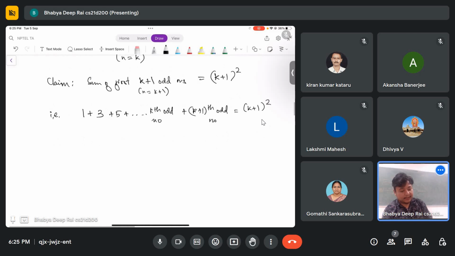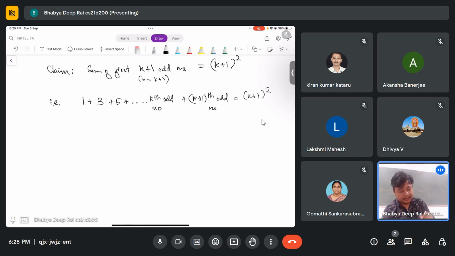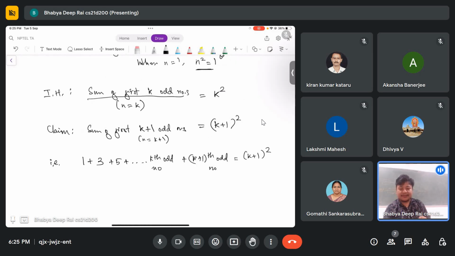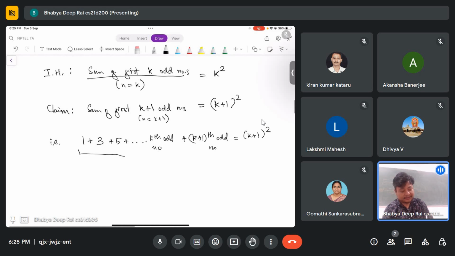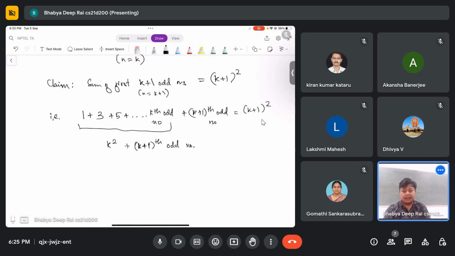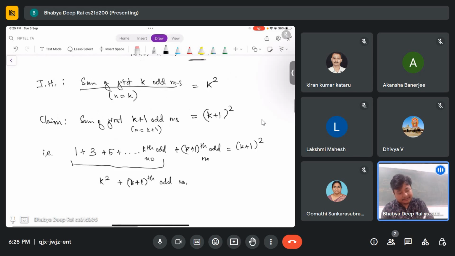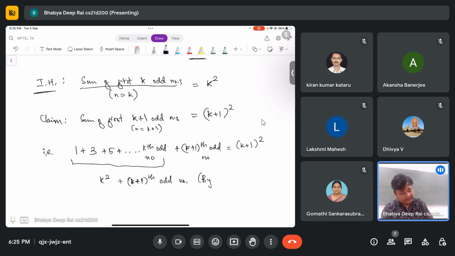So now what we do is we use the inductive hypothesis. The inductive hypothesis says the sum of the first k odd numbers is k square. So 1 plus 3 plus 5 until the kth odd number is nothing but the sum of the first k odd numbers, right? So this is nothing but k square plus the k plus 1th odd number. Why is this true? Because of the inductive hypothesis. Okay, good.